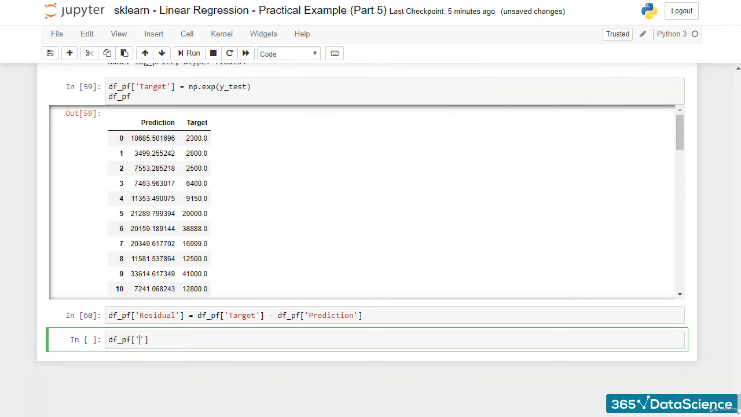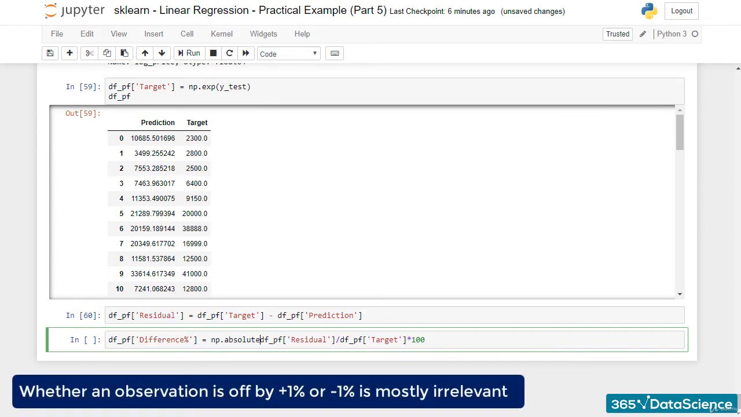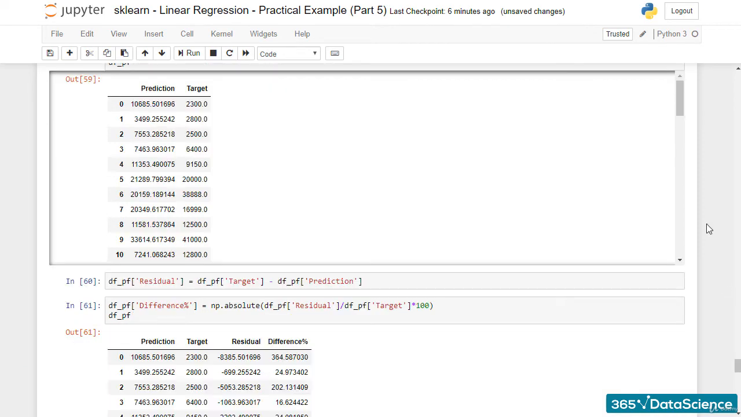Okay, in conclusion, I'll also add difference in percentages to make it extra easy for us to evaluate the outputs and the targets. Difference in percentages could be created in several different ways, but my preferred choice is to use the residual divided by target and multiply by 100 to reach a percentage. And one final tweak I'd like to make is to display the absolute difference in percentages. Whether an observation is off by plus 1% or minus 1% is mostly irrelevant. All right, we've got all that we need.